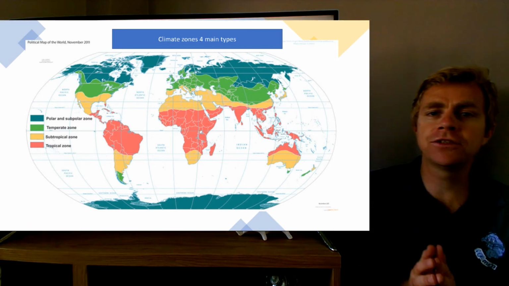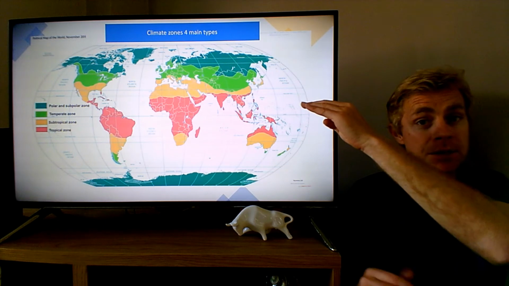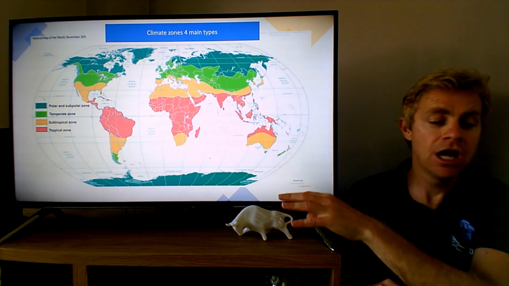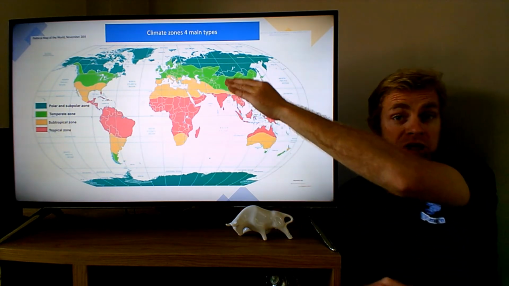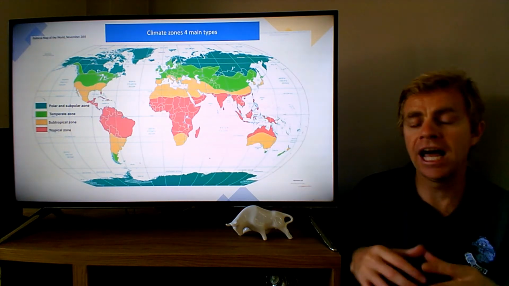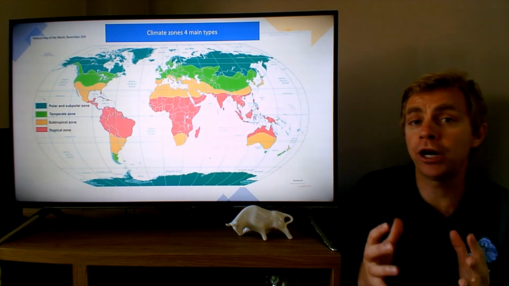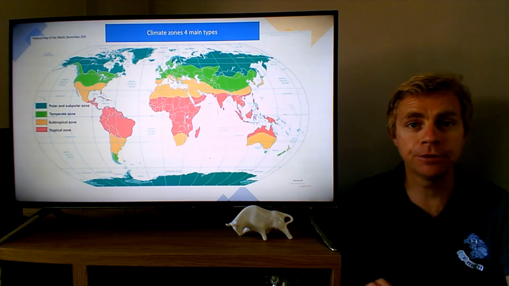Here are the 4 main zones in a picture form. As you can see, the polar regions and the subpolar regions are at the north and the south. Your temperate is just below your polar regions or just above your polar regions. You then have subtropical and then tropical in red. And that links very nicely to the type of biomes that we will look at in the next video.